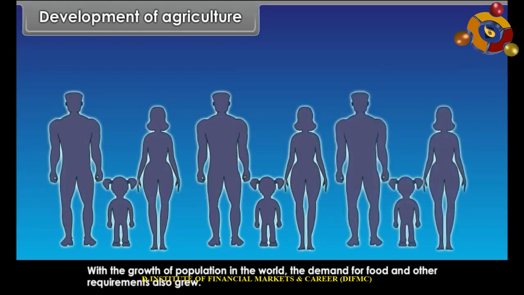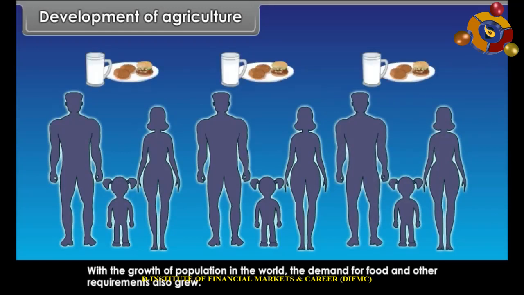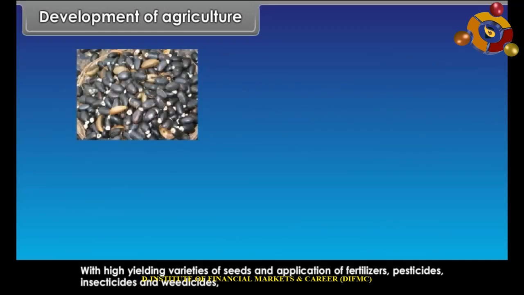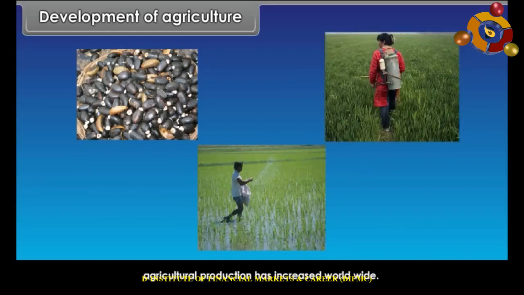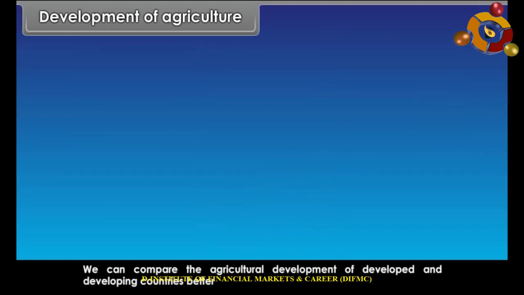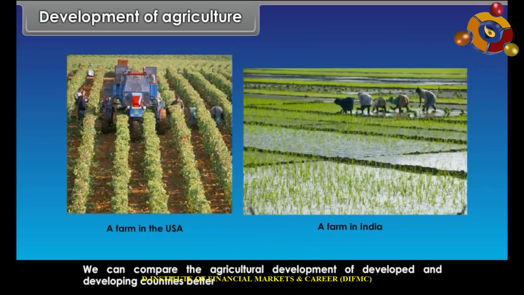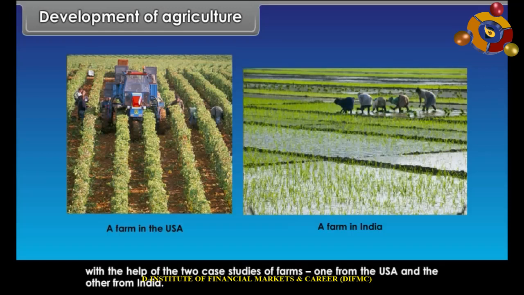Development of agriculture. With the growth of population in the world, the demand for food and other requirements also grew. With high-yielding varieties of seeds and application of fertilizers, pesticides, insecticides and weedicides, agricultural production has increased worldwide. We can compare the agricultural development of developed and developing countries better with the help of the two case studies of farms. One from the USA and the other from India.